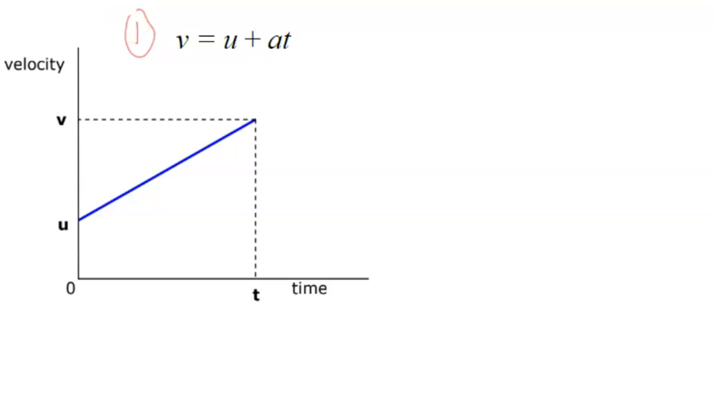This is derived from the equation for acceleration. This notation here means change in velocity. So delta V, or change in velocity, equals the final velocity minus the initial velocity. So we can also write this equation like so.